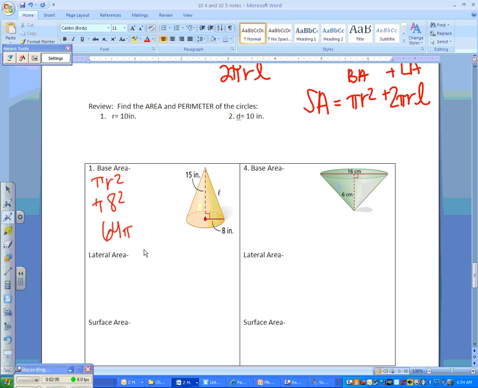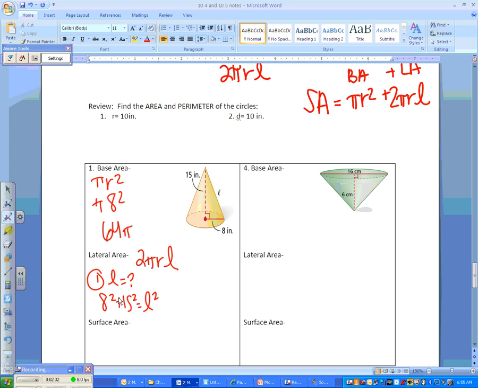Okay, the lateral area. We know lateral area is always the circumference times the slant height. We don't know what the slant height is, so the first thing you need to do is figure out what L is. And to do it, we're going to use the Pythagorean theorem. So we know that the regular height is 15, the radius is 8, and we don't know what this is. And this is our hypotenuse because it's across from the right angle. So to find it, you're going to do 8 squared plus 15 squared equals L squared.